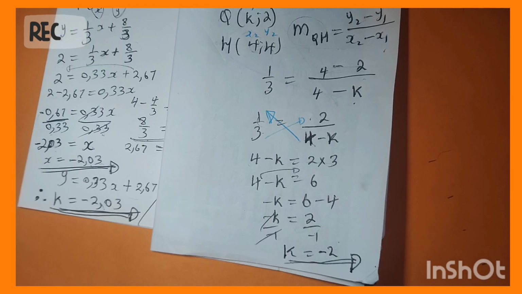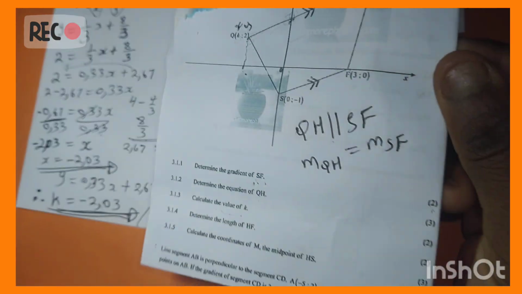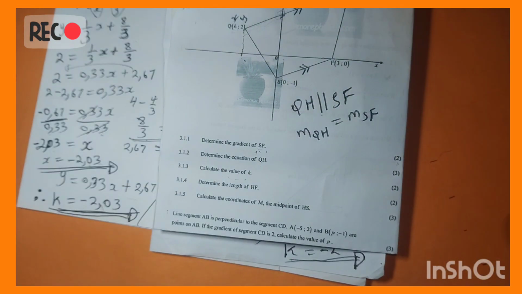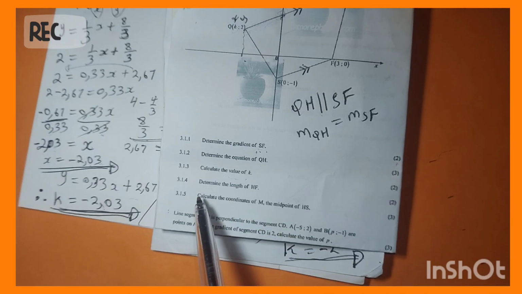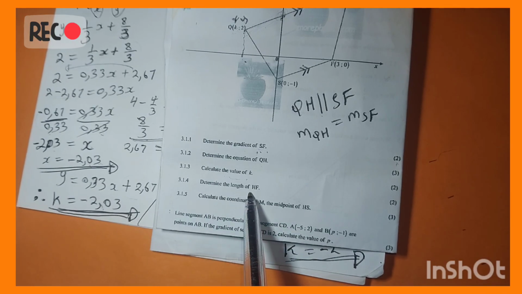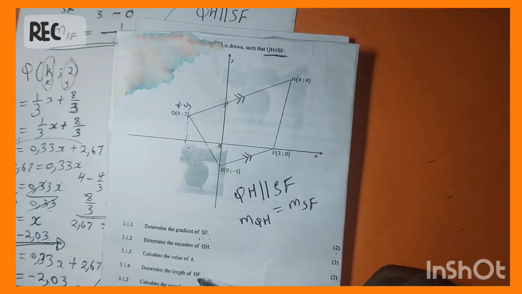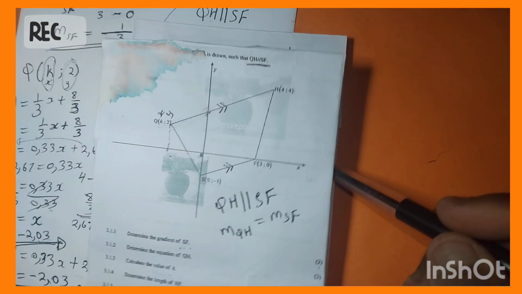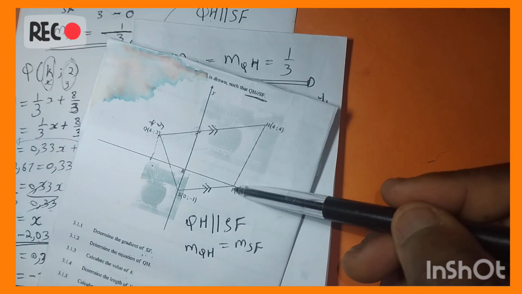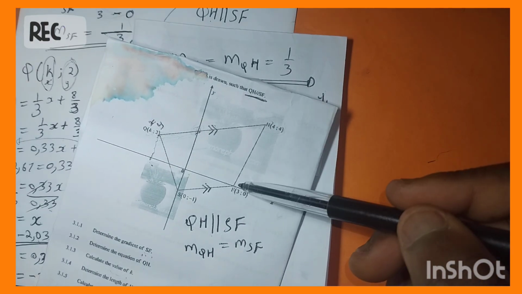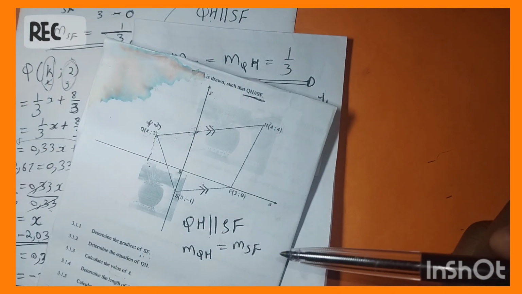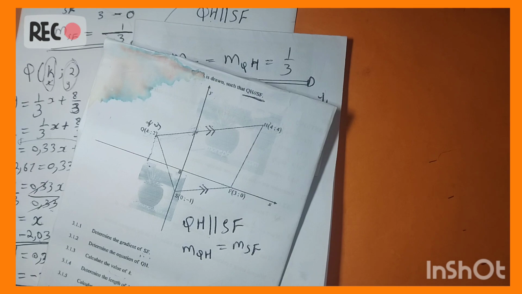So guys, don't think that this question is so hard. They only need you to apply what you understand. Just like this one, they determine the length of this line, HF. Where is it? HF. Do you see? And what they need you to do, guys, is apply a distance equation. So let me show you how to apply a distance equation.